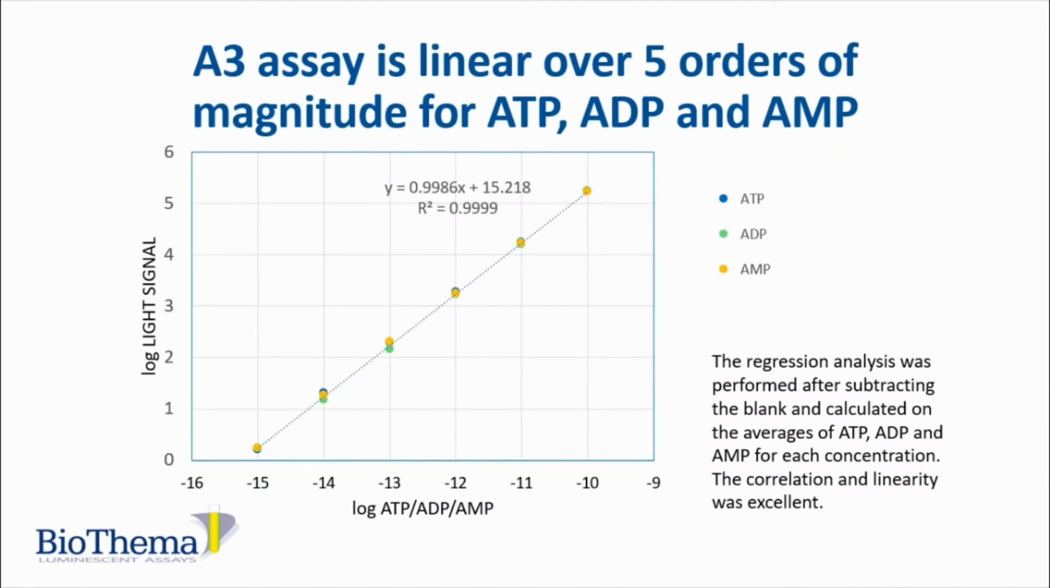The A3 assay is linear over 5 orders of magnitude for ATP, ADP and AMP. The regression analysis in this slide was performed after subtracting the blank and calculated on the averages of ATP, ADP and AMP for each concentration. The correlation and linearity is excellent.